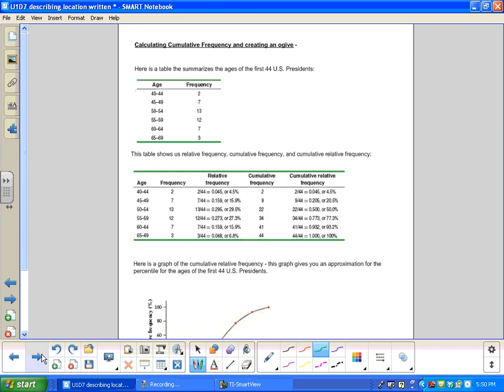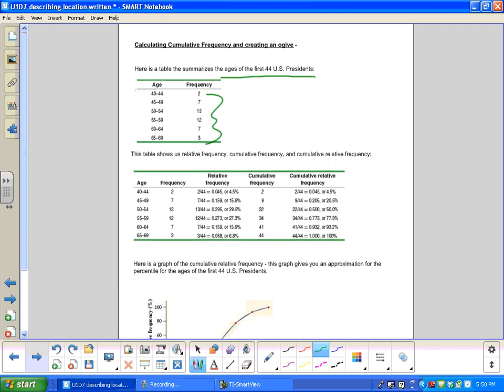We're going to kind of switch gears for just a second, but it'll all come back together. When we talked about histograms, we talked about what's called relative frequency and how you can make a relative frequency histogram. If you look right here, they've given us the ages for the first 44 U.S. presidents. They put it into a frequency table for us.